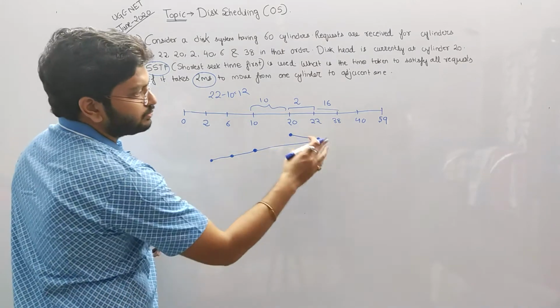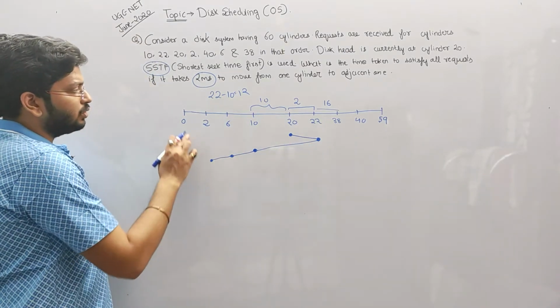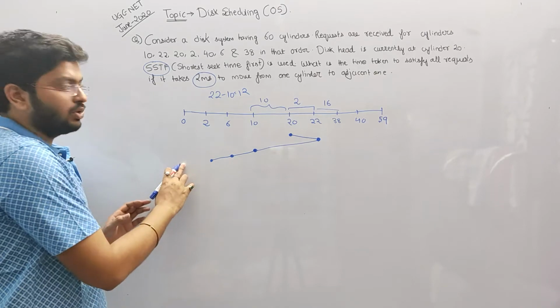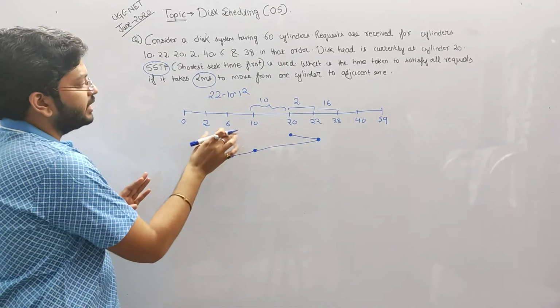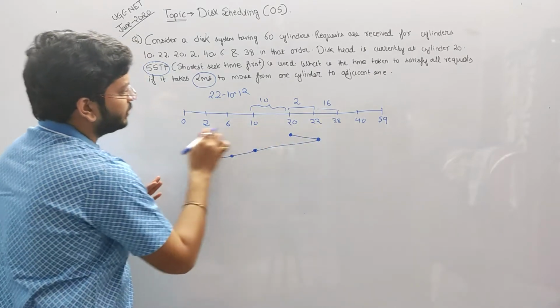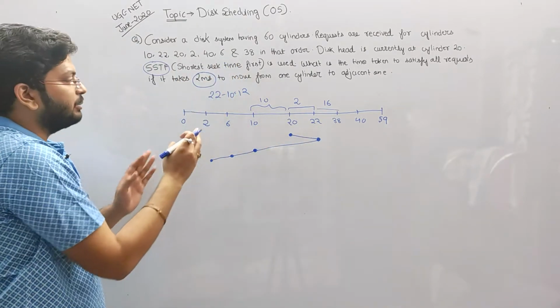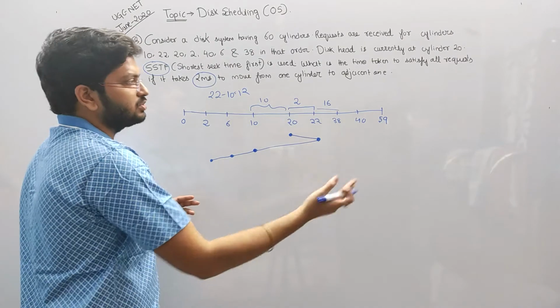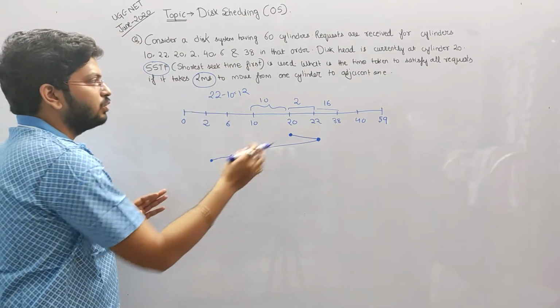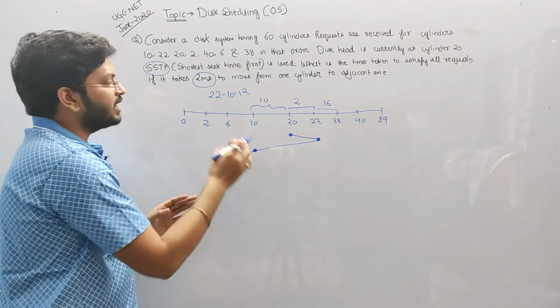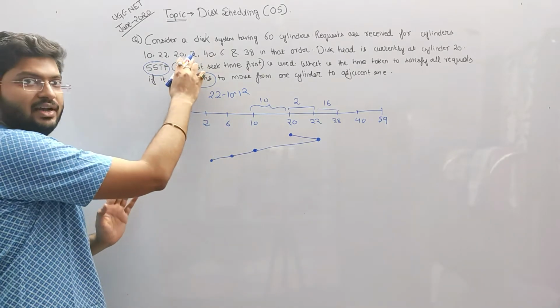Now, don't consider 0, even though the total number of cylinders is from 0 to 59. The requests are only the ones given in the question. Don't mistakenly move towards 0 to service them, because as per the shortest seek time first algorithm, we move by taking the differences and servicing only the requests mentioned here.